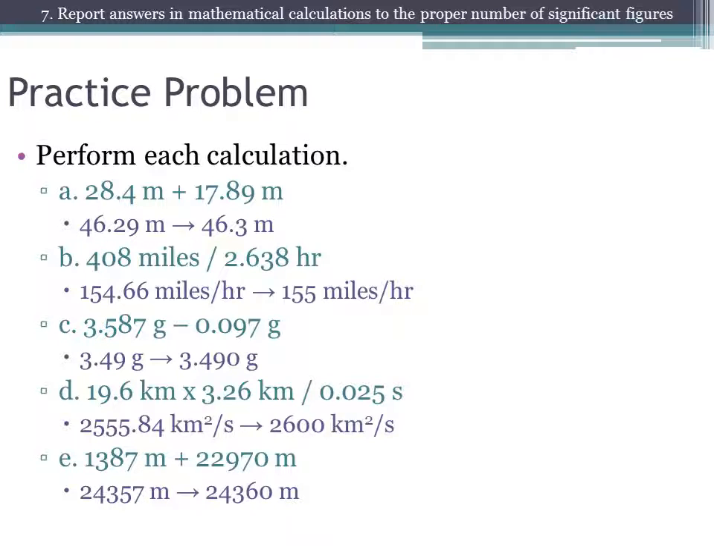Notice in the second measurement here, that zero is not significant. The last sig fig is in the tens place, so I need to round my answer to the tens place. So I find the tens place, I go to the next digit, it's bigger than five, so I round up. So my answer, 24,360 meters. Again, notice that zero there has to be there as a placeholder. I can't just drop it.